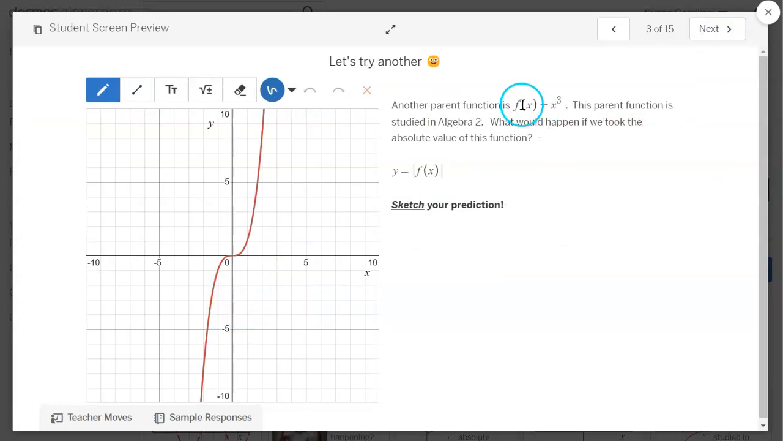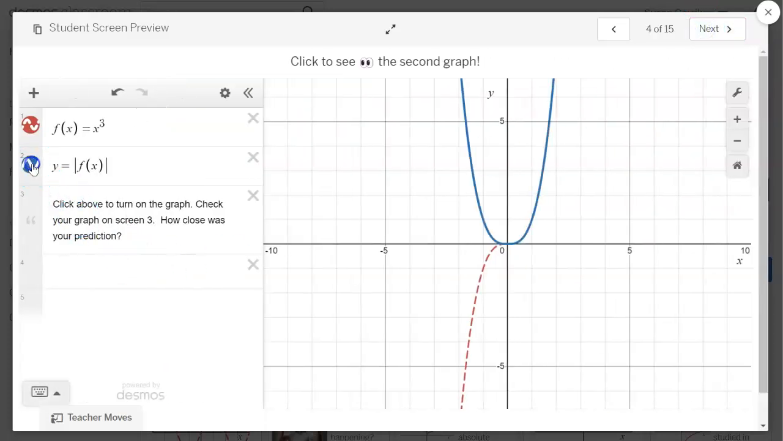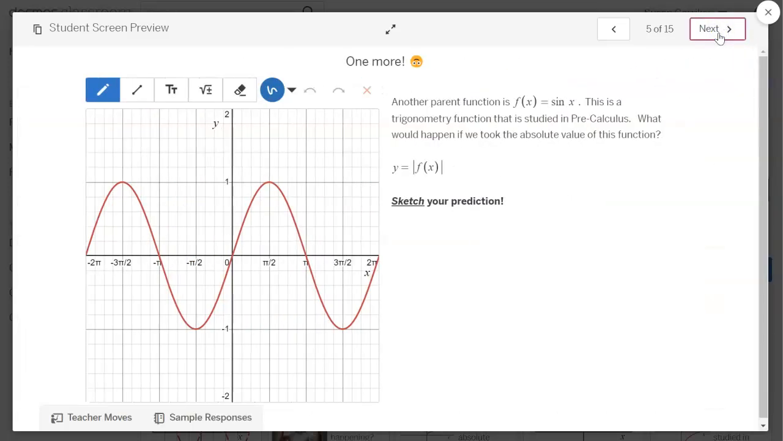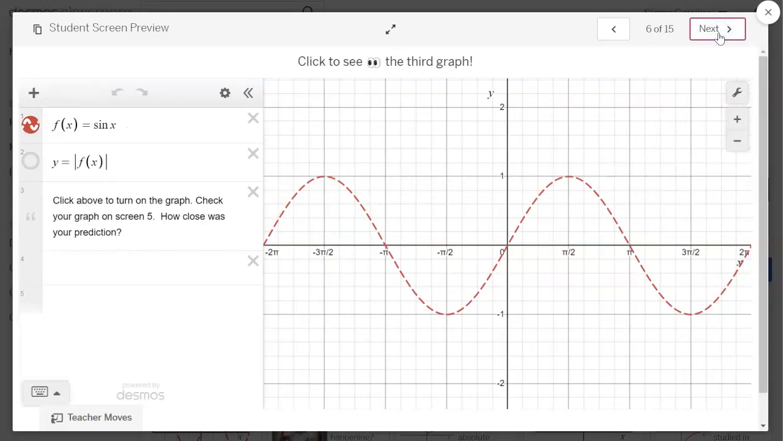All right, so the next part is this one. Another parent function. This time we're doing something that's in Algebra 2. So this works for all kinds of functions. They don't have to know the functions to do what we're doing. They're going to sketch over here what they think this is going to look like. Then they're going to come to the next slide, and right here it's going to turn on the absolute value of that function and show them what it means. This one's really cool. They're going to do the same thing. And by now maybe they're getting an idea of what's happening. Hopefully more kids are going to have some clue as to what to sketch. And then here it is again, they're going to sketch to see what it does. So if they don't get it, they can always go back and fix it.